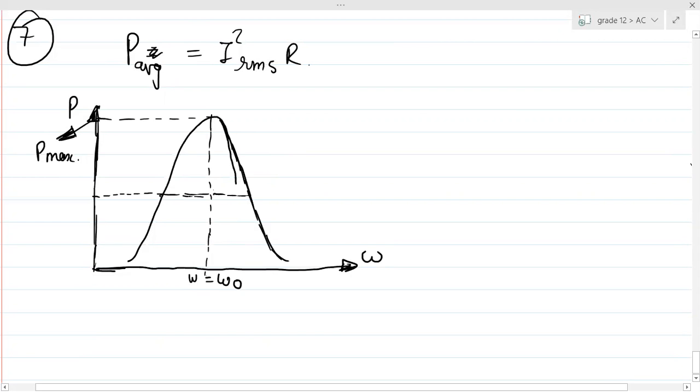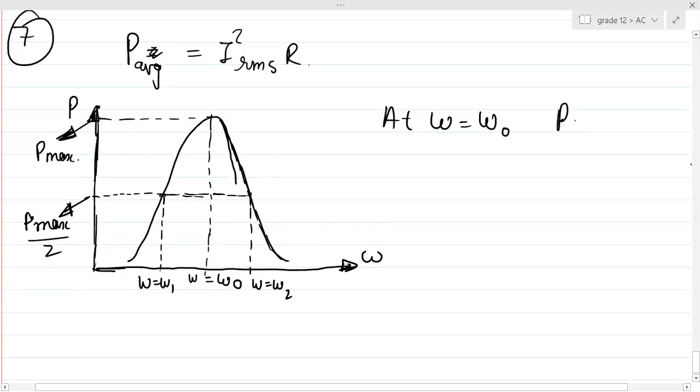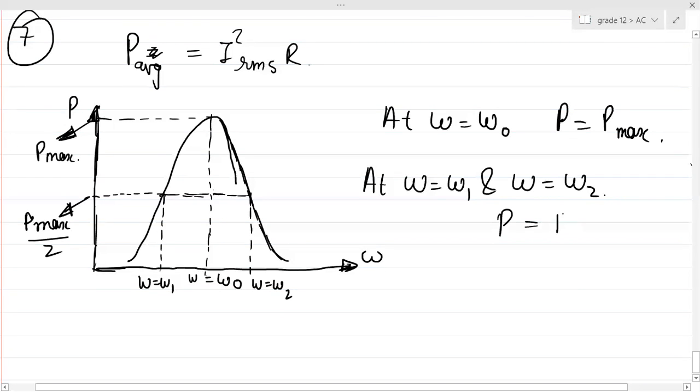So the graph on the left-hand side and the right-hand side should be the same. There will be one point where the power is half of the maximum power. Can you see this frequency omega equals omega 1, and this frequency omega equals omega 2? At omega equals omega naught, the power is the maximum possible power. There exist two frequencies, omega equals omega 1 and omega equals omega 2, where the power is half of the maximum power. Is this clear?